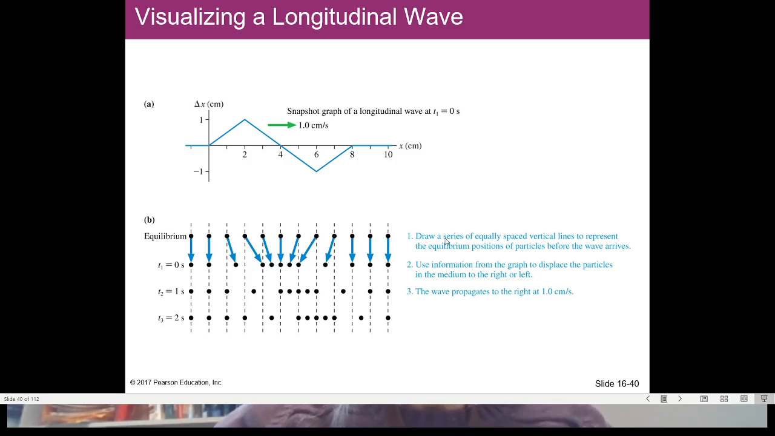So this is a good picture to keep in mind when you're thinking about sound waves, because that's exactly what sound is. It's a longitudinal wave in which the air molecules, if you're talking about sound in air, get bunched together and then spread apart, bunched together and spread apart. And that's how the wave travels through the air, by bunching and spreading, and then they impinge on your eardrum and you hear it.